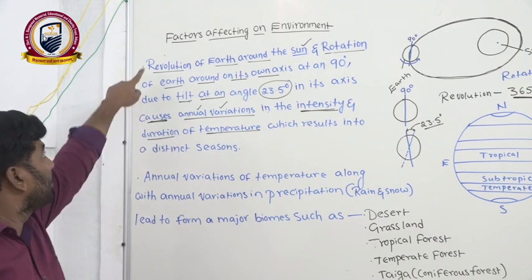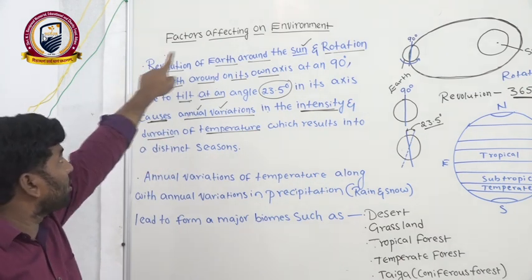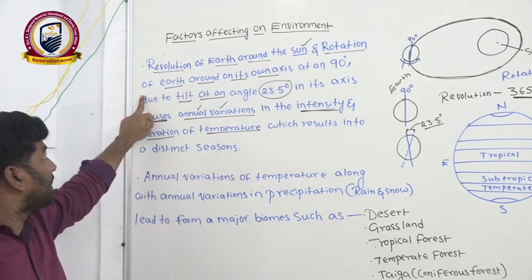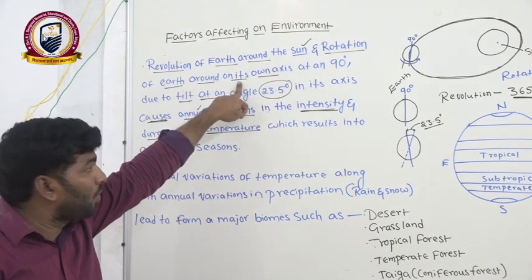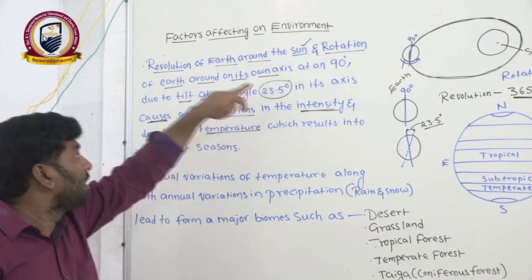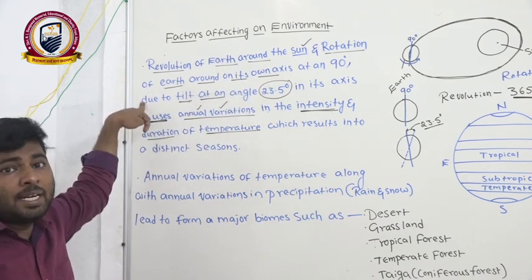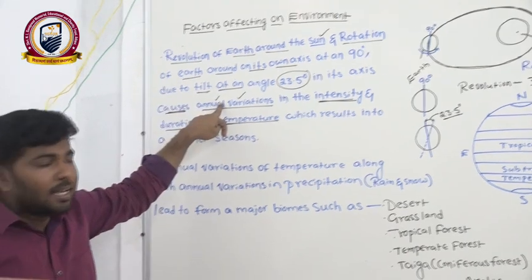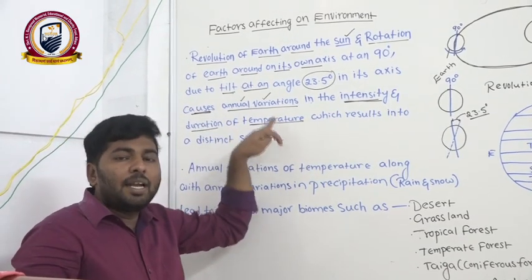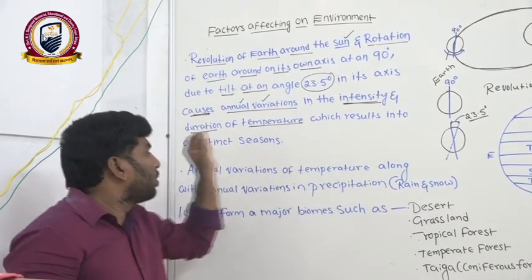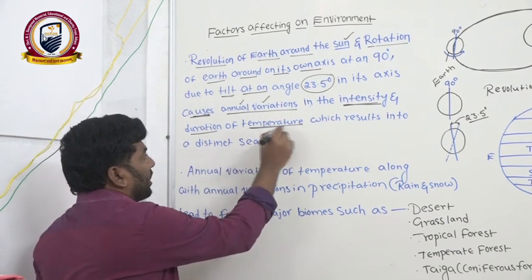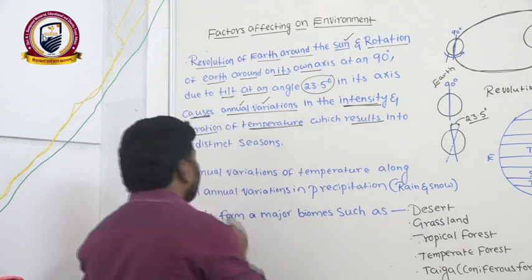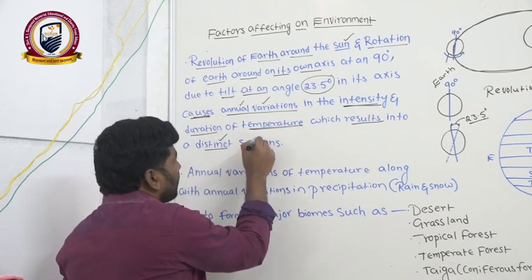One more time I will tell you that. First we see revolution of the Earth around the Sun, as well as rotation of the Earth on its own axis at 90 degrees. But sometimes this 90 degrees angle of the Earth tilts. It causes variations in the intensity as well as the duration of temperature. Finally, this results in different or distinct seasons.